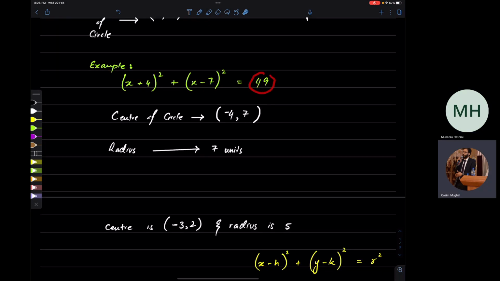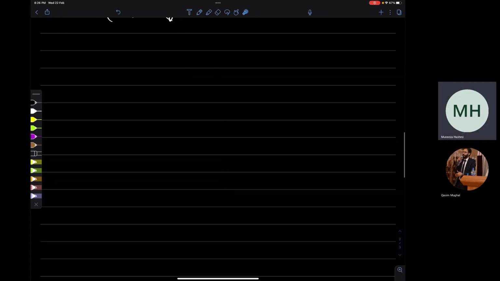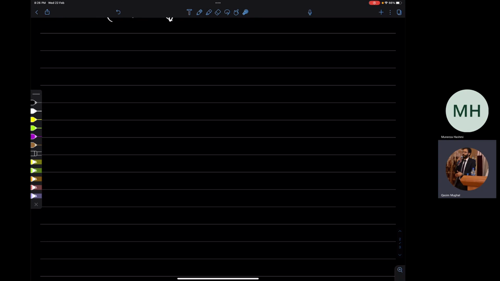So whenever you are provided with the equation of the circle and the examiner asks you to give the radius of the circle, always remember to take the root of the right hand side if it's not written in the square form. Okay? All right.